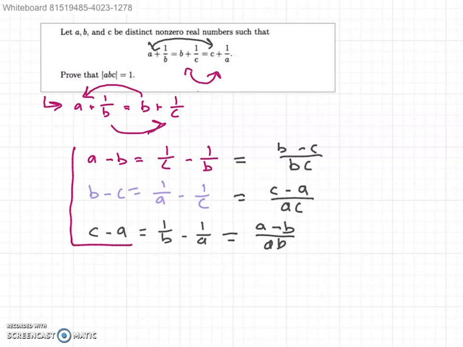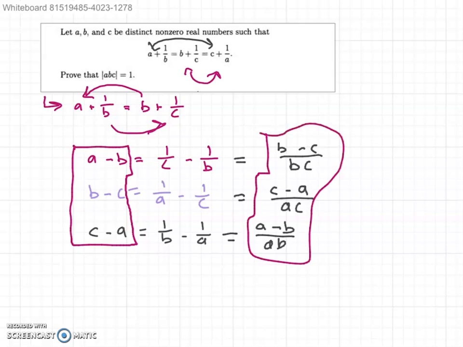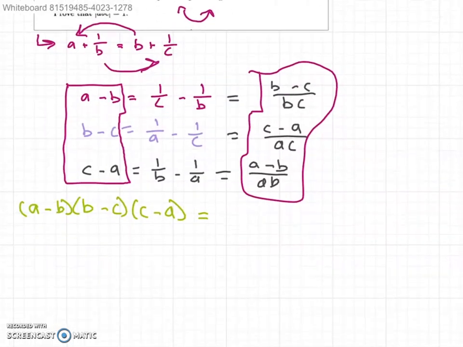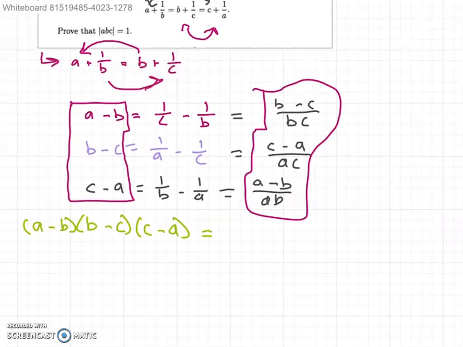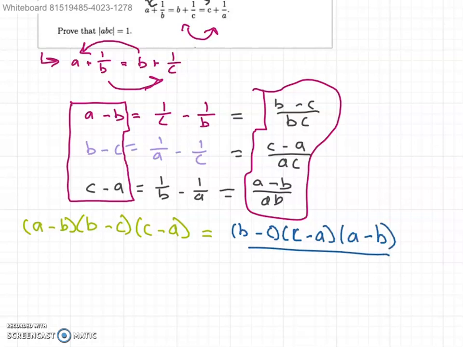Okay, so now we have the quantities a minus b, b minus c, and c minus a occurring on both sides of these equations. So what we could do is to multiply these three equations together and get some cancelling out. So if we multiply the three equations, on the left hand side we have a minus b times b minus c times c minus a, and the right hand side becomes b minus c times c minus a times a minus b, and the denominator becomes a squared, b squared, c squared.